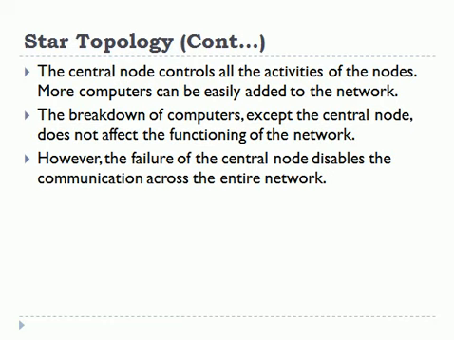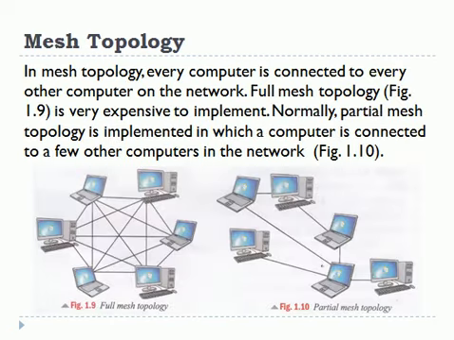But the failure of the central node disables the communication across the entire network, because the central node is responsible for transferring the data here and there. So if it is not working, the data communication cannot take place.